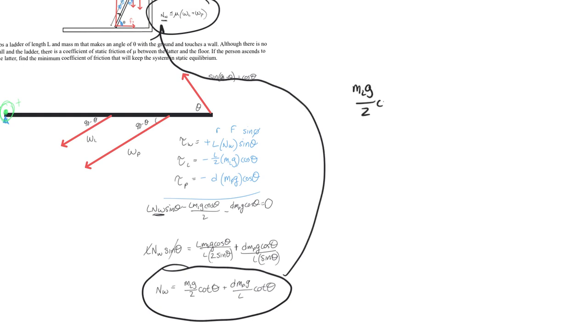M L g over 2 cotangent theta plus d m p g over L cotangent theta equals mu times M L g plus M p g. Yep, cotangent. That's what I wrote. No, I didn't. All right. Oh, and it's less than or equal to. Coming in on the end, we're just going to solve for mu, right?